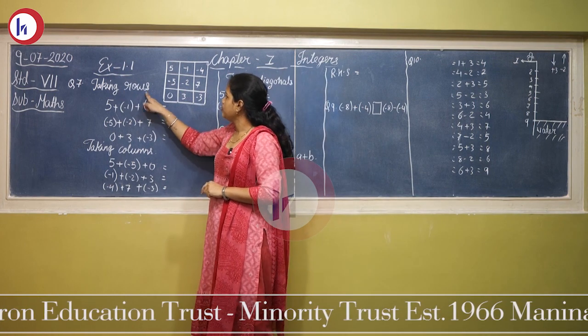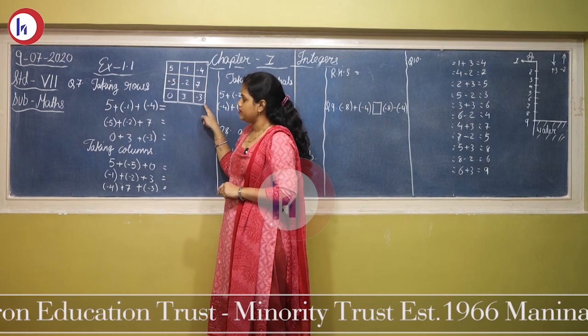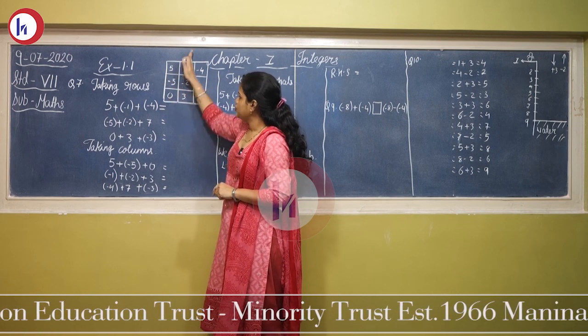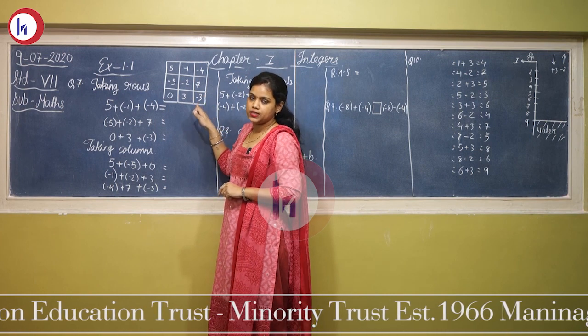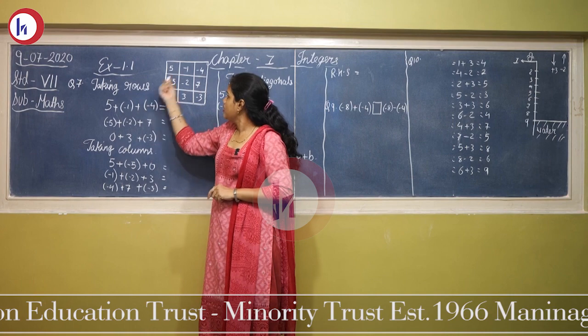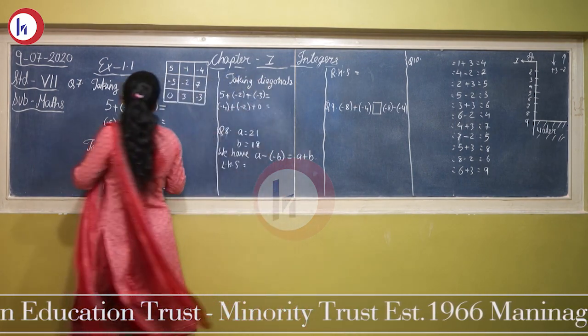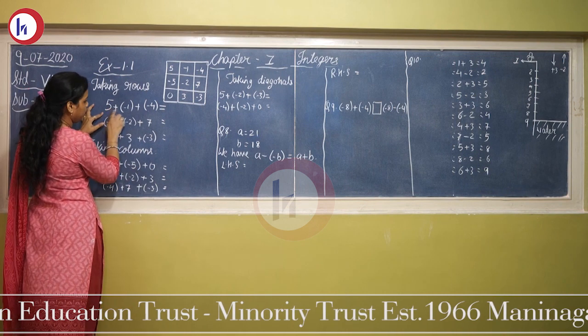First we will take all the rows. So what do you mean by row? This is 1, 2 and 3. These are called the rows. 1, 2, 3 vertically, these are called the columns. So the first row I have already written: 5, minus 1, plus minus 4. So let's start with our first row. So what will we do first?